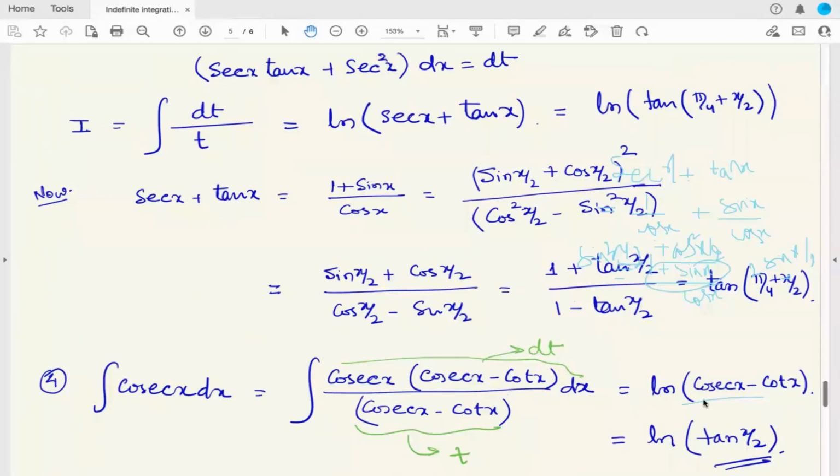Similarly, the cosec x dx proof is similar to sec x. So we get ln of cosec x minus cot x.